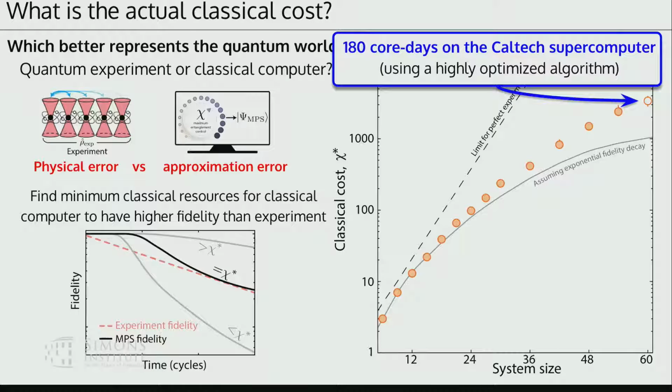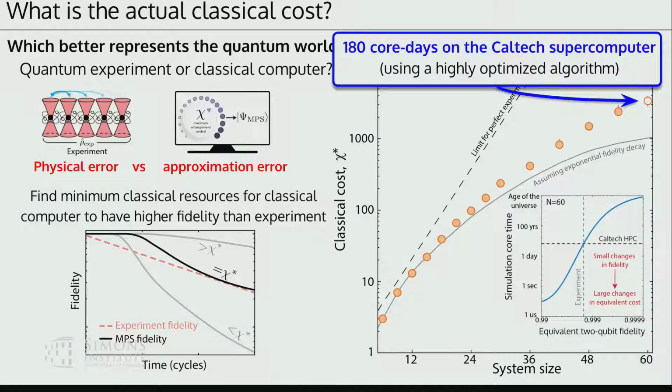Obviously not advantaged, but the point here is that if we then look at how this time scales as a function of this equivalent 2-qubit fidelity, right now for our value of around 3 nines, this is 180 core days. As you increase this marginally, and I told you before that really we think 4 nines of fidelity is quite realistic, this goes from 180 days to 100 years and very quickly approaches the age of the universe.